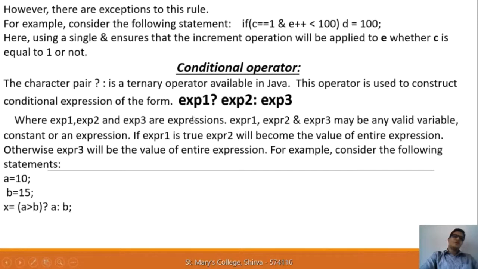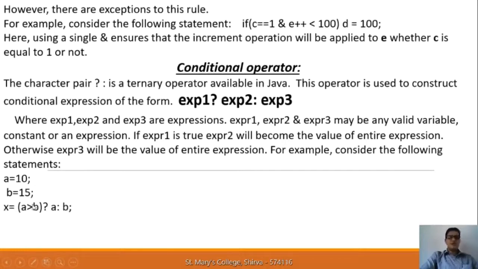If expression 1 is true, it will execute expression 2 after the question mark. If expression 1 is false, it will execute the statement followed by the colon. Here we have given a simple example: a is equal to 10, b is equal to 15, a greater than b. If the condition is true, it will execute a and a will be stored in x. If the condition is false, it will execute the statement after the colon, that is b. b will be stored in x.